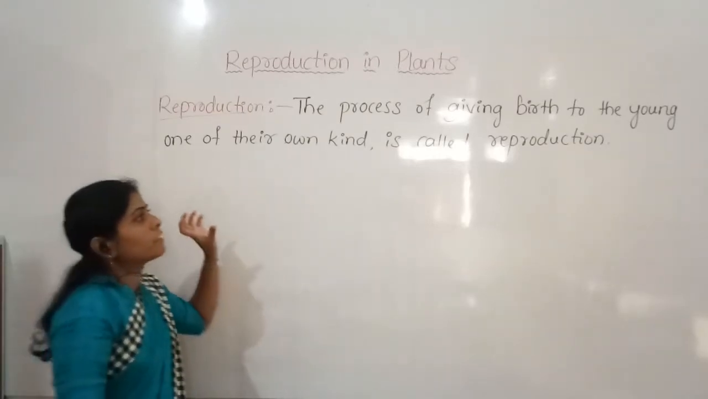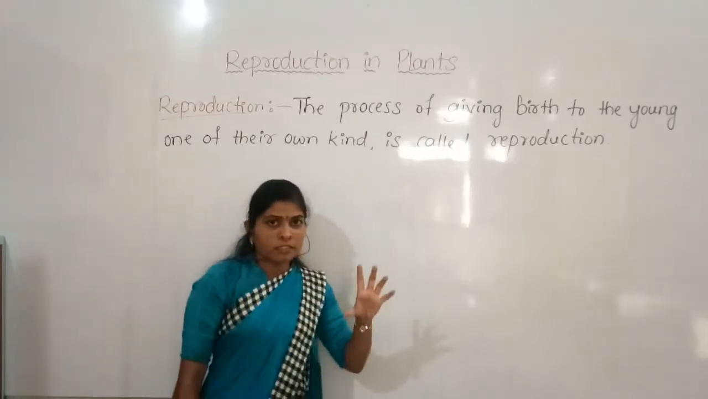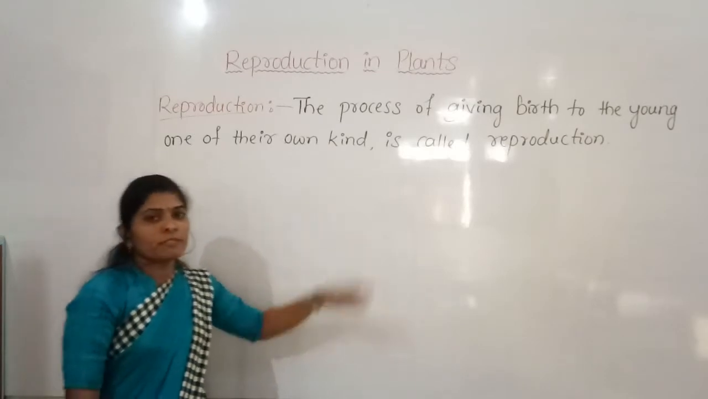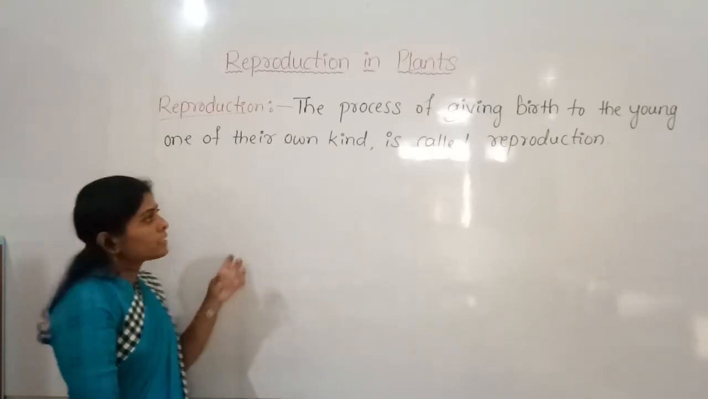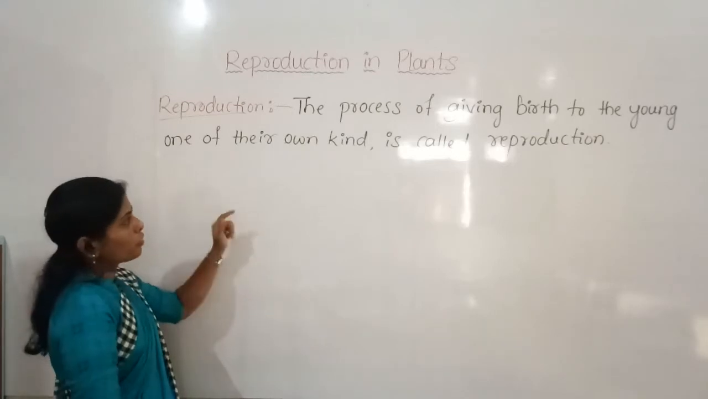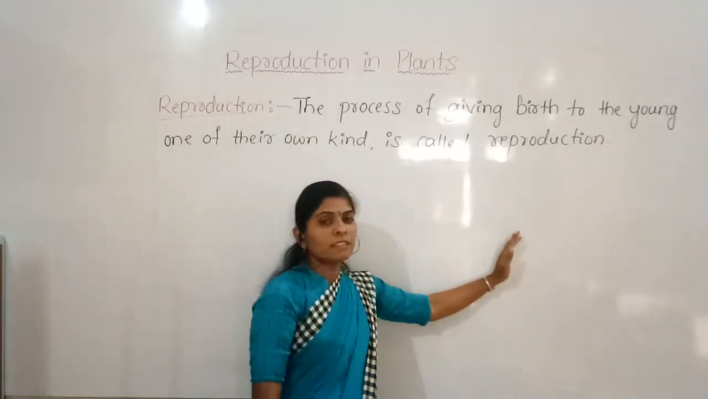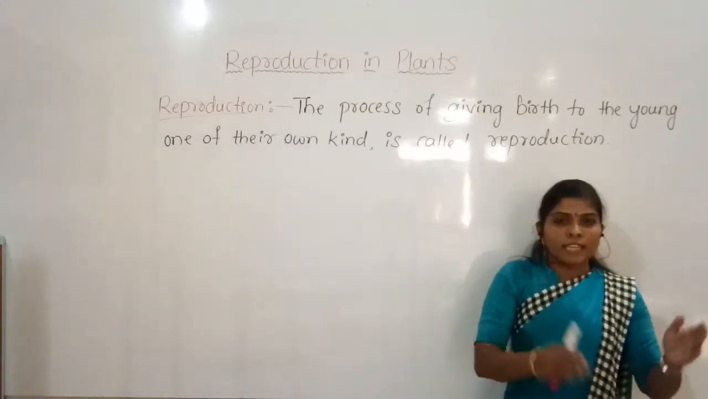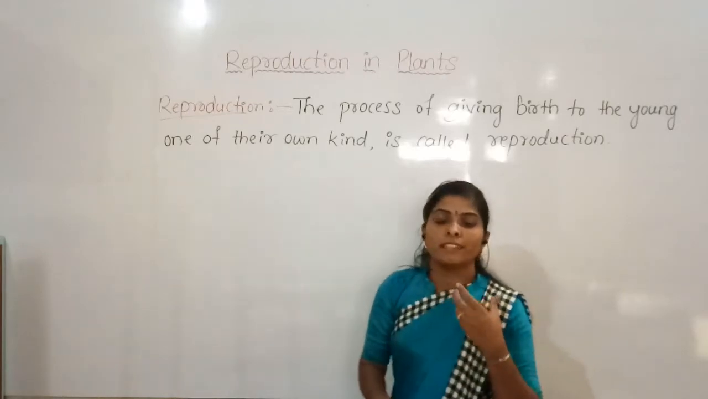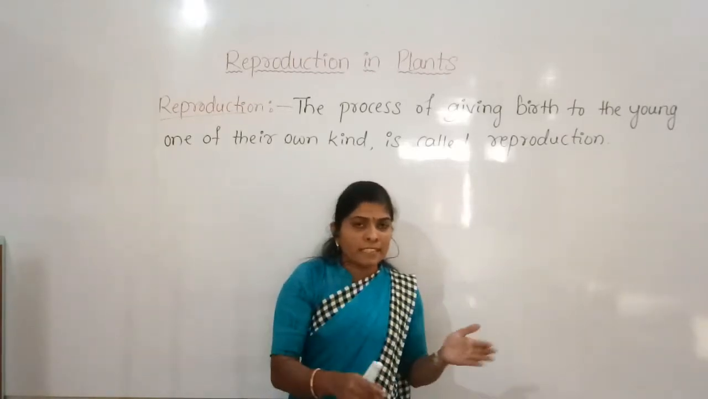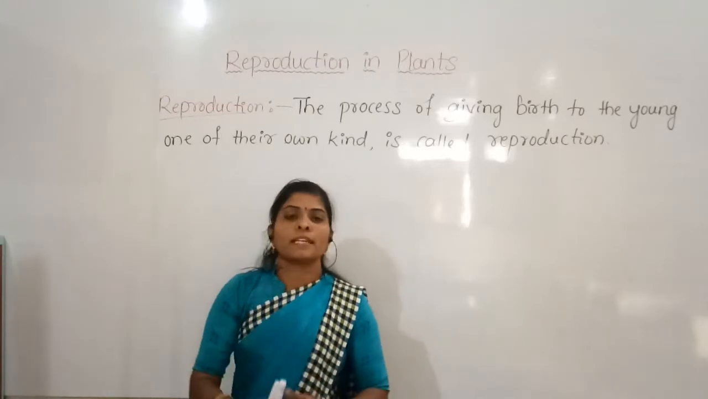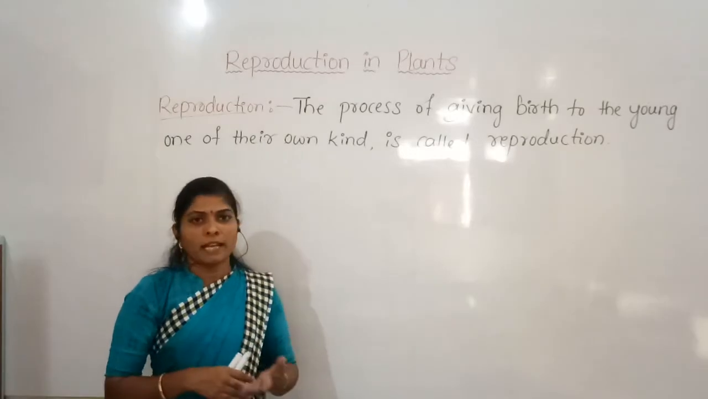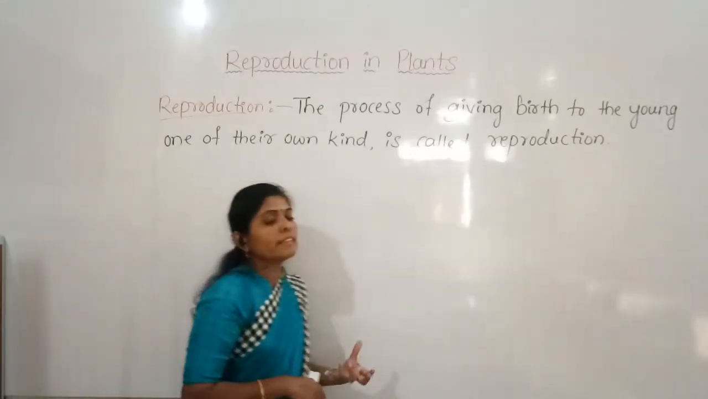So see here, the parent will give birth to young ones of the same kind, belonging to the same family. So the same kind of young ones they produce. That process we call reproduction. And in plants also the same thing happens. The same kind of plants are produced by the parent plant. The characters that the parent has are carried on by the young plant. So that is reproduction in plants.